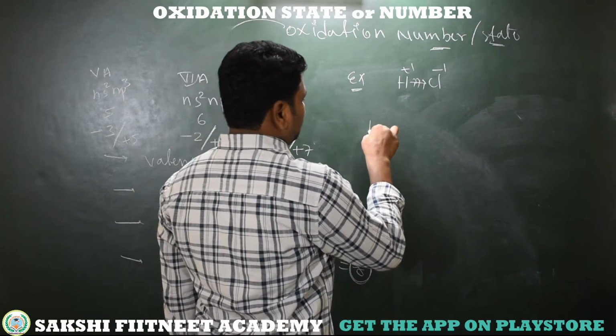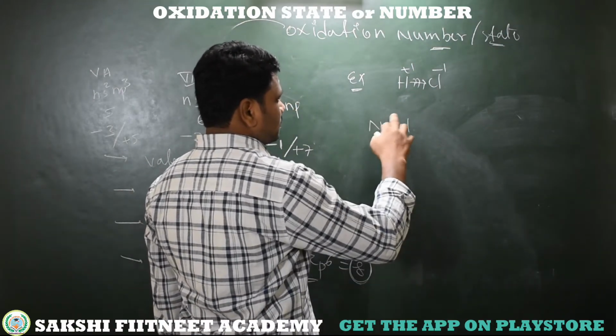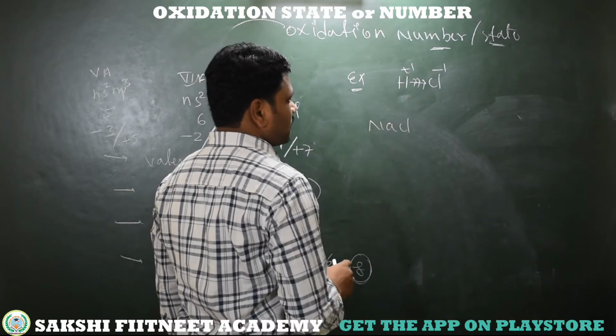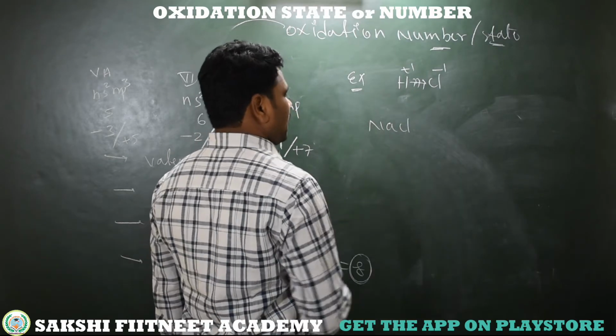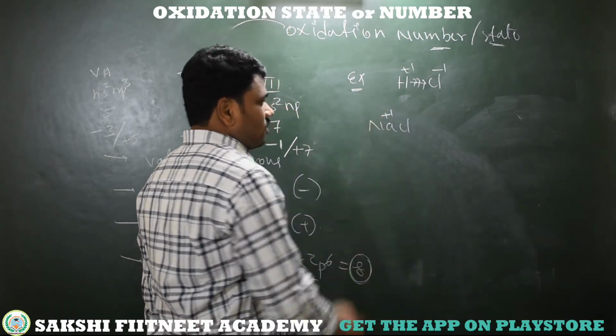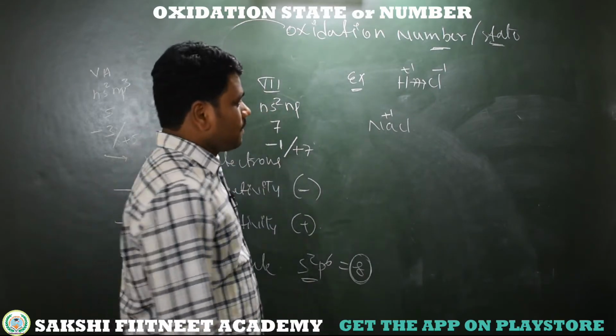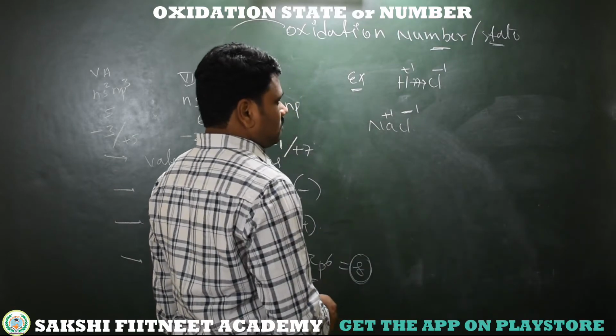Now here I am taking another one, it's NaCl. This is an ionic compound, due to the plus-minus electrostatic force of attraction, that sodium and chlorine which are together give a crystal lattice called an ionic compound. So obviously sodium belongs to the first group, so Na+, and chlorine belongs to the 7th group, so obviously Cl-.